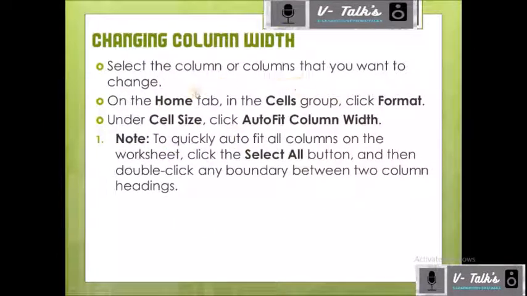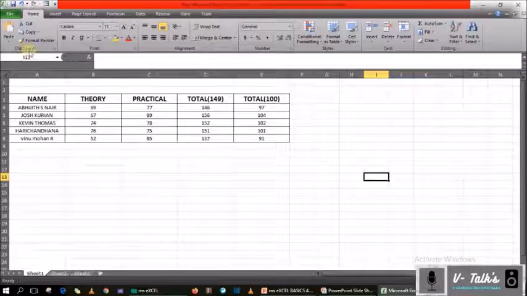Select the column or columns that you want to change. On the Home tab, in the Cells group, click Format, and under Cell Size, click AutoFit Column Width. AutoFit means adjusting according to the content.